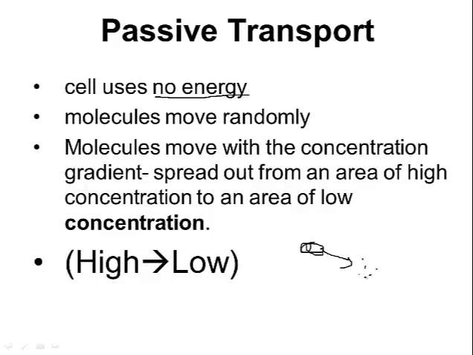You can think about this in terms of if somebody sprays perfume on one side of the room, the people that are sitting nearest to where that perfume was sprayed will smell it first, and the ones that are further away will smell it later because it had to diffuse across the room from where it was highly concentrated to where it was less concentrated.